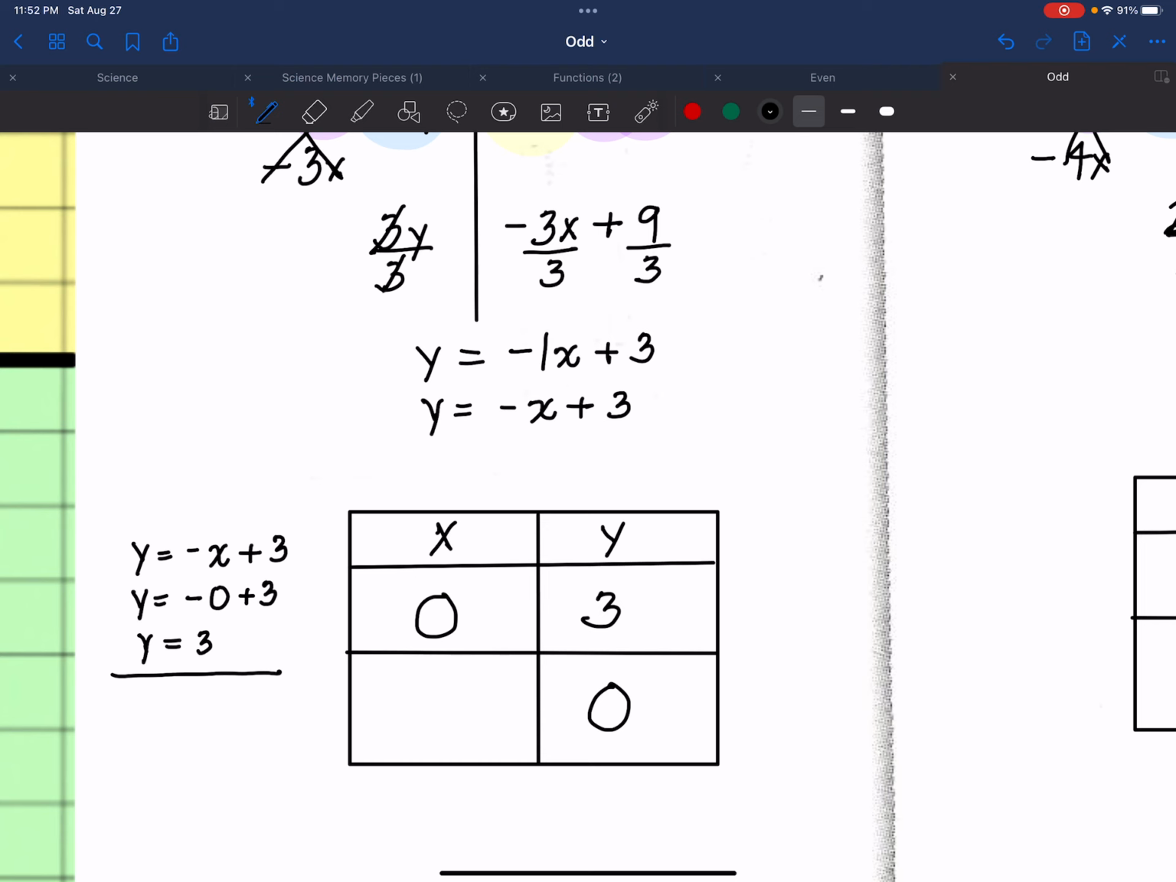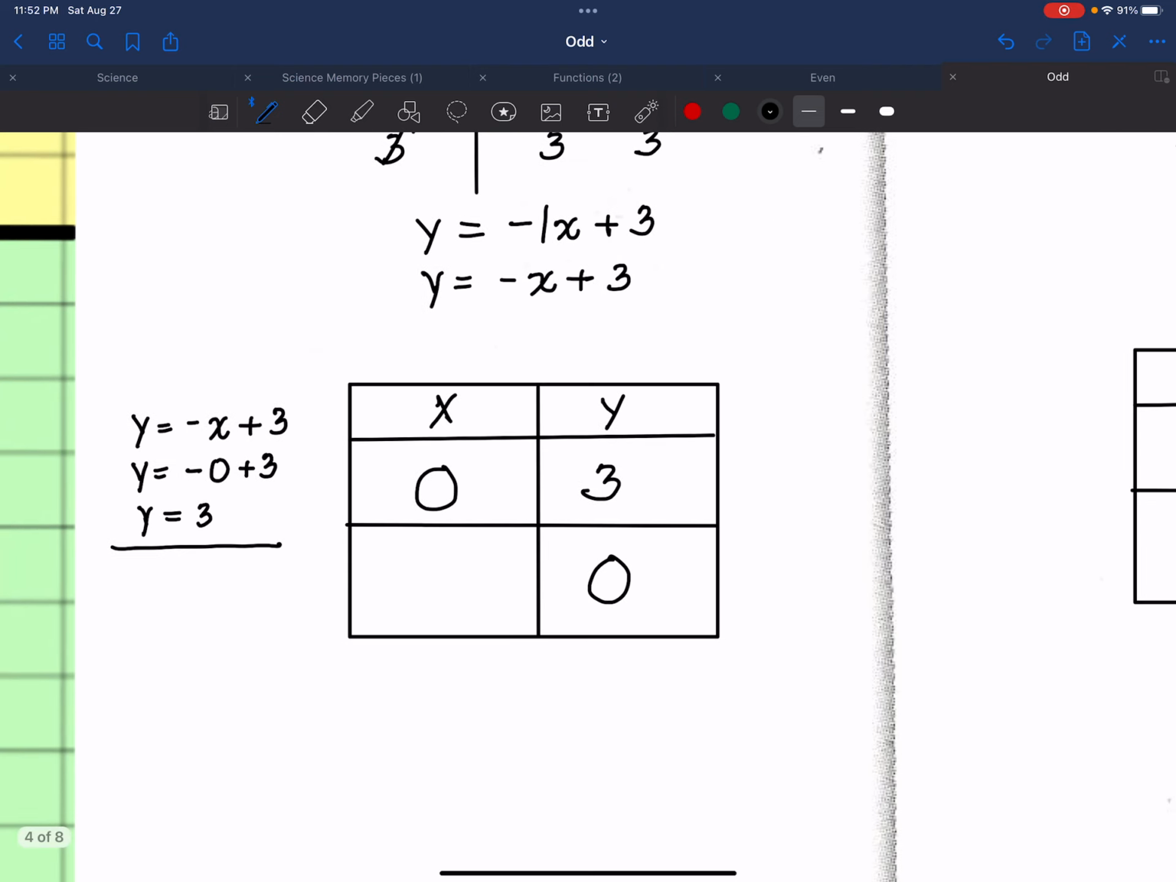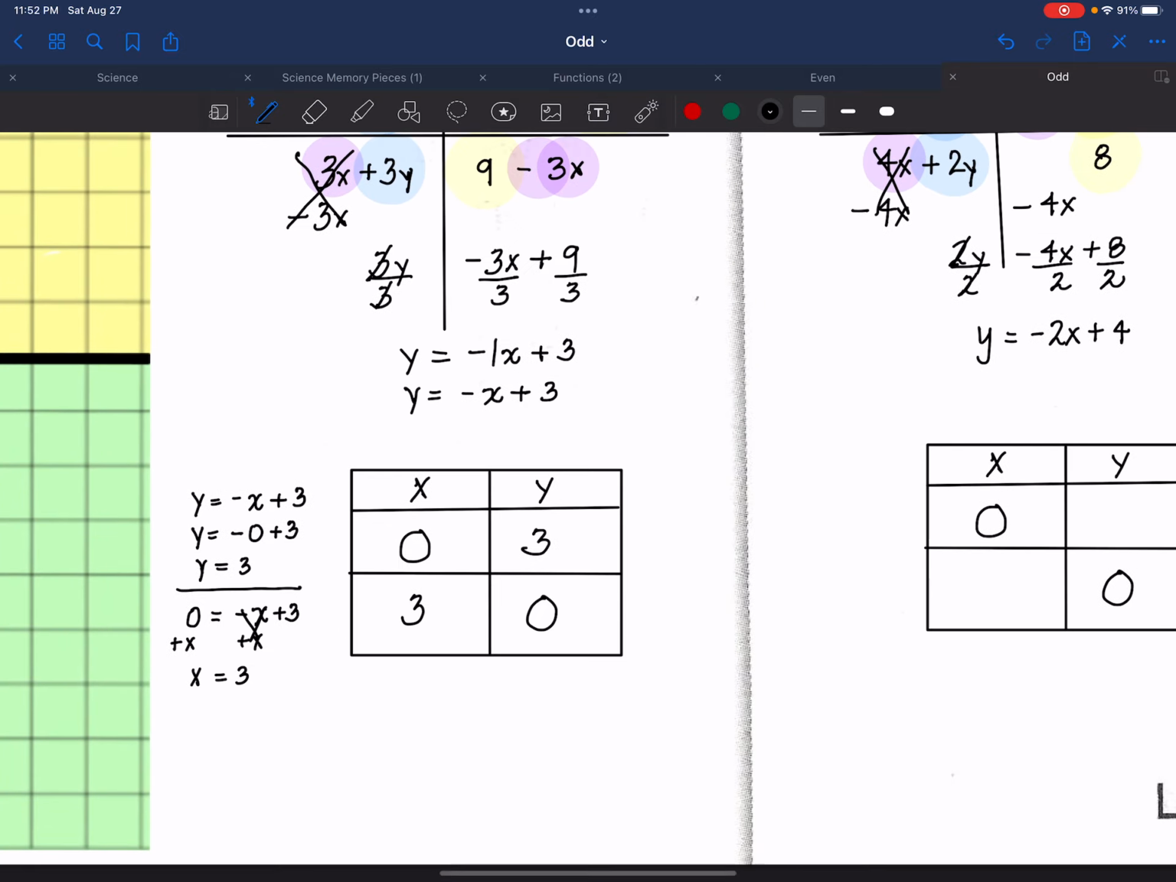And then in this one, I know the y coordinate, so I'll say 0 equals negative x plus 3. Okay. And I'm going to move my x, so I'll add an x here and add an x here. So I'm left with x on this side and 3 on this side. And then I'm going to graph this particular one.